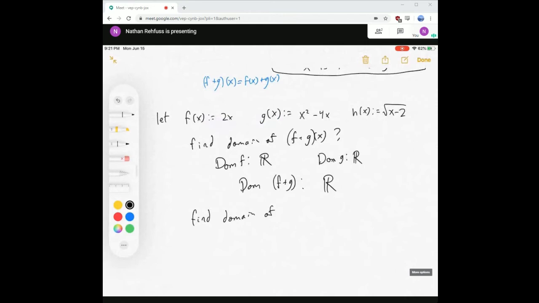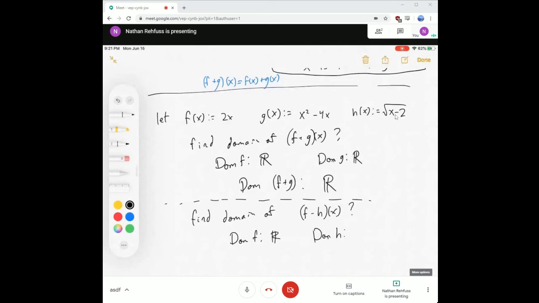How about we did f minus h of x, right? Well, again, I know that the domain of f is all real numbers. How about the domain of h? Well, we'll have to do a little work to find out. What's the domain of h? h of x is the square root of x minus 2.